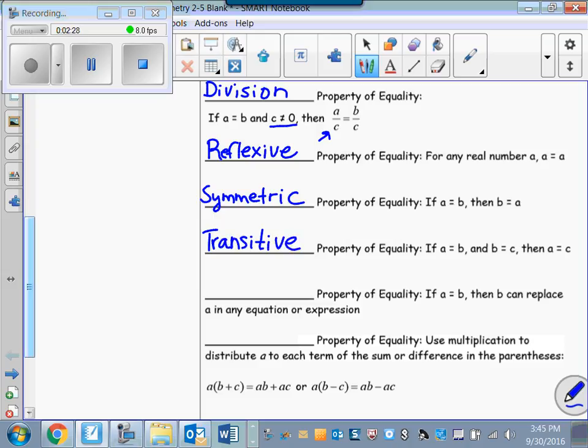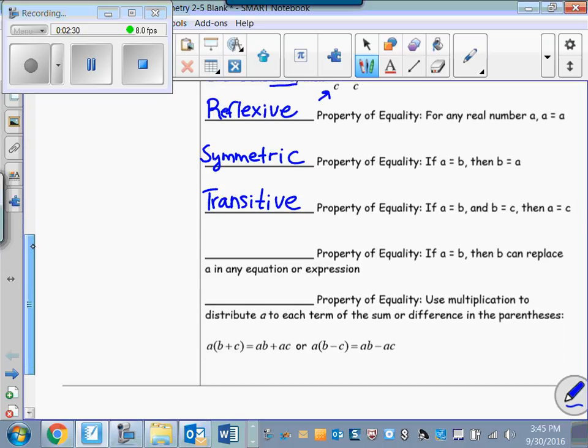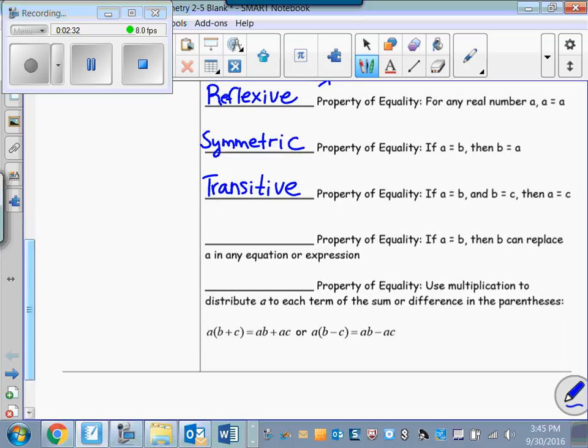It looks a lot like the law of syllogism when we're using conditional statements. All right, and then if A equals B, then B can replace A in any equation or expression. That's the substitution property of equality. And finally, what do we have here? Use multiplication to distribute A to each term of the sum or difference in parentheses. That's the distributive property.